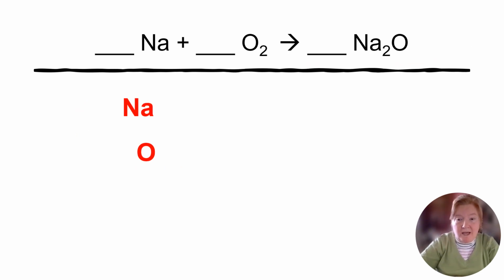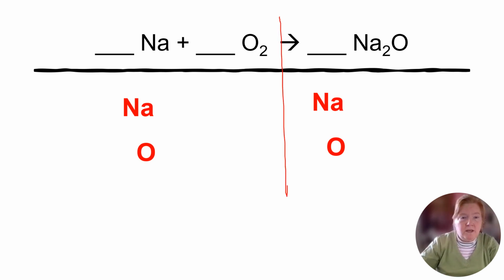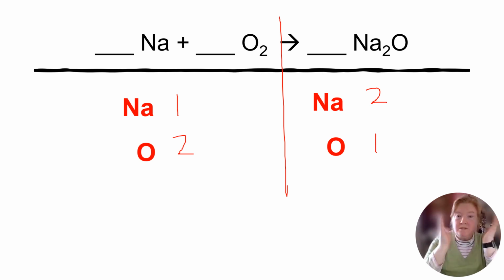All right, now let's do the next one. So we have sodium and oxygen on both sides. Let's count. Here's my divider, right where the arrow is. So 1 sodium, 2 oxygen. On this side, I have 2 sodium, 1 oxygen. Okay, so it's not balanced, right?